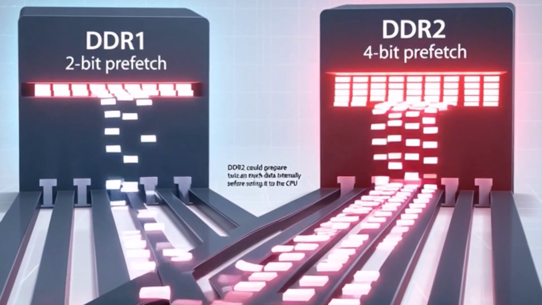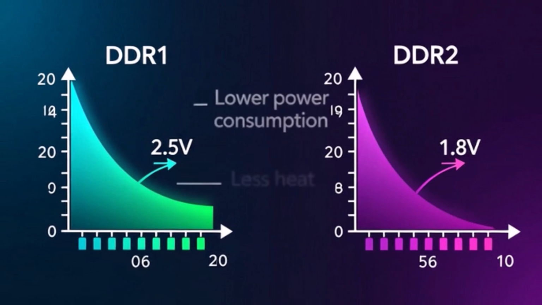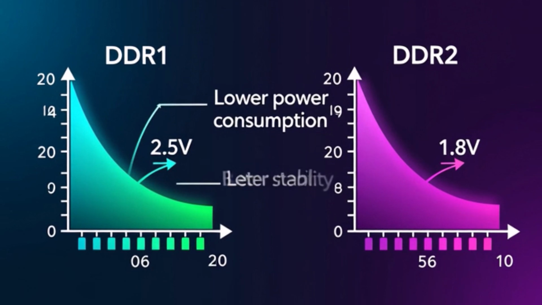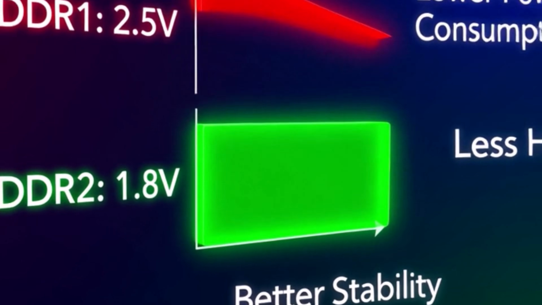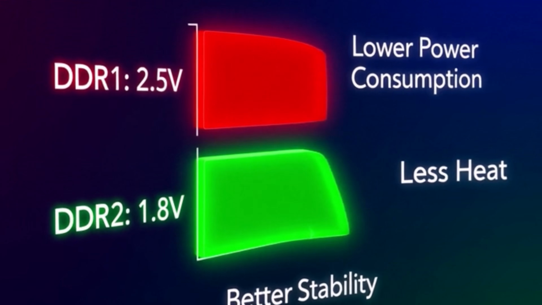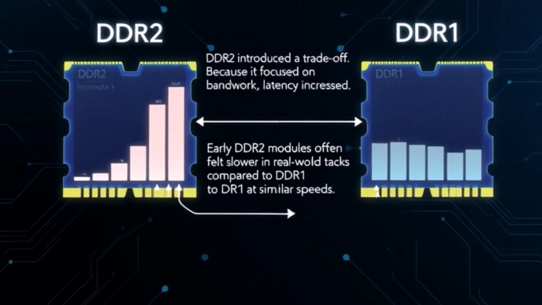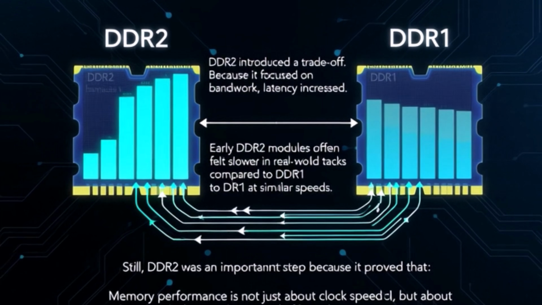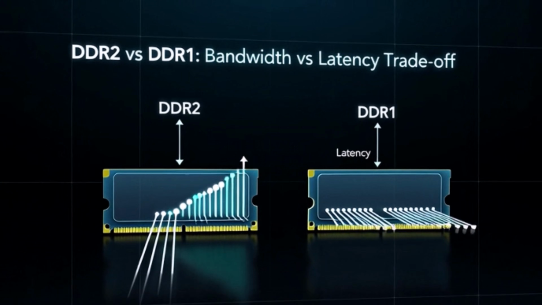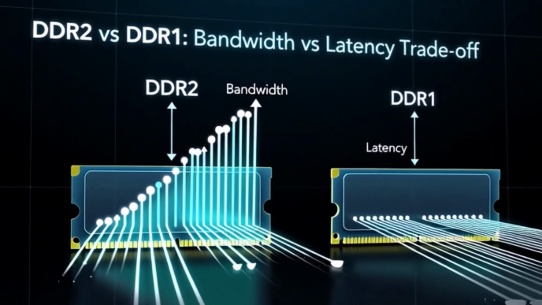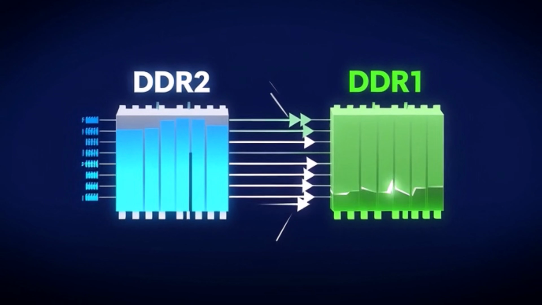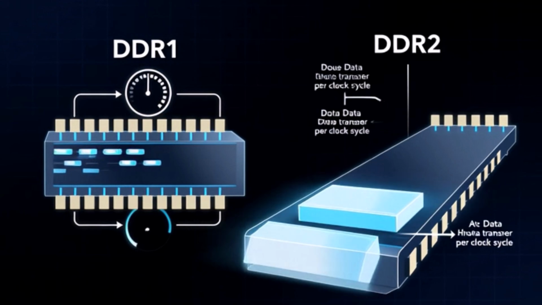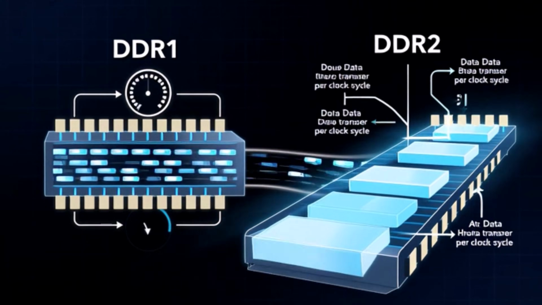DDR2 also reduced voltage, from 2.5V in DDR1 down to 1.8V. In DDR2, this resulted in lower power consumption, less heat, and better stability. However, DDR2 introduced a trade-off. Because it focused on bandwidth, latency increased. Early DDR2 modules often felt slower in real-world tasks compared to DDR1 at similar speeds. Still, DDR2 was an important step because it proved that memory performance is not just about clock speed, but about how much data can be moved efficiently.